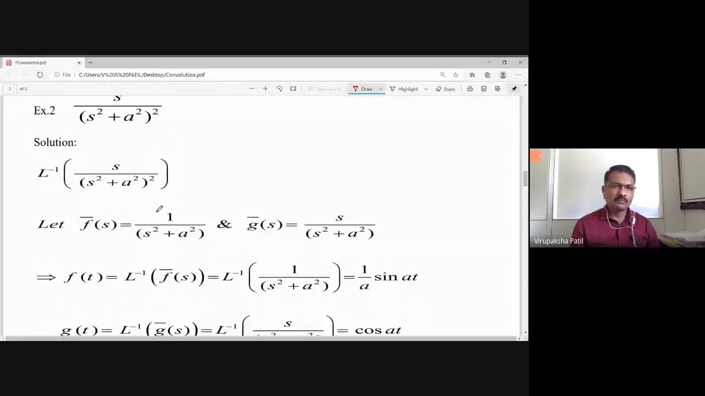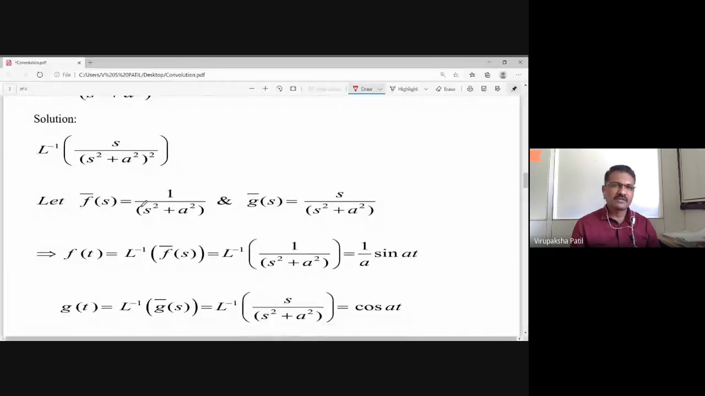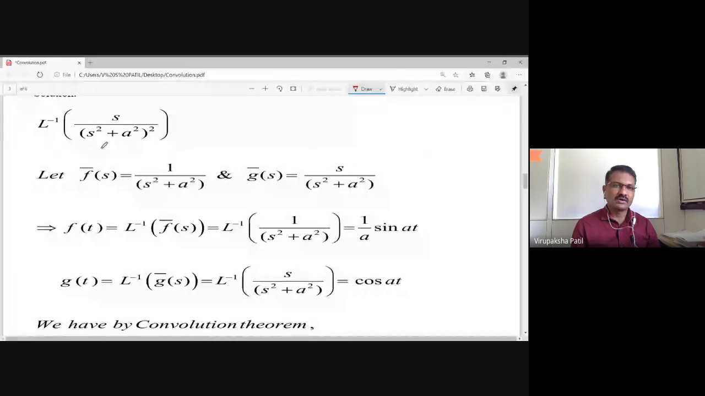So what we will do, we will choose f bar s as 1 divided by s square plus a square, and g bar s as s divided by s square plus a square, so that if you multiply these two, this original thing remains as it is. Does it remain as it is or not? First step, this is okay, always.